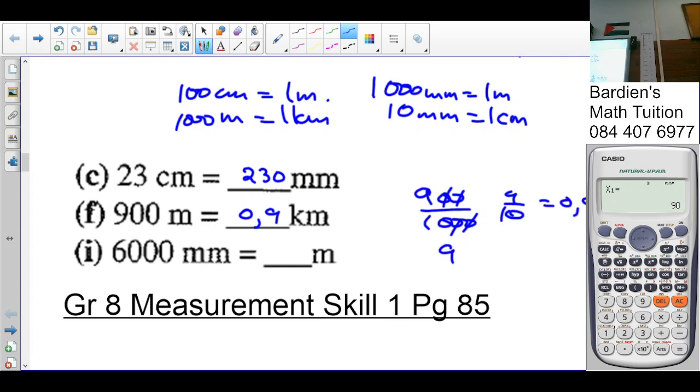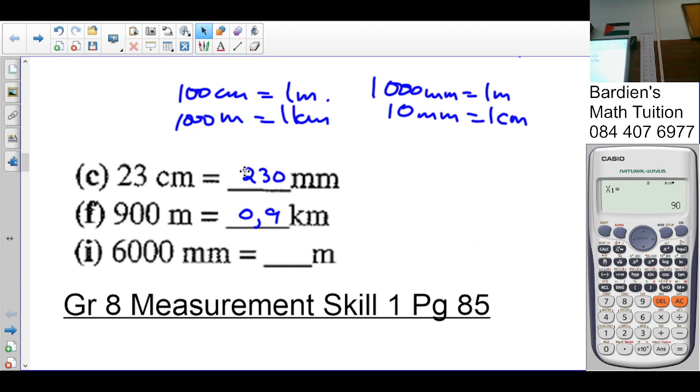Or we could have said 900. We'll move the comma 1, 2, 3 places. So it's 0,9 anyway. Can you see that, people? Whichever way, you decide which you feel more comfortable doing. People, how many millimeters are there in a meter? 1,000. So if there's 6,000 millimeters, how many meters is that? 6. Okay. Any confusion here? No. Let's carry on.